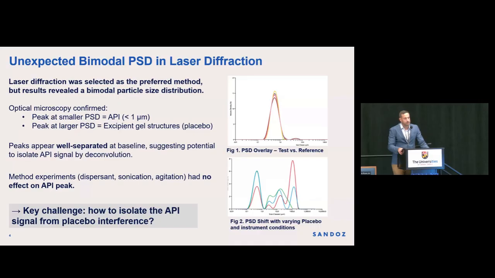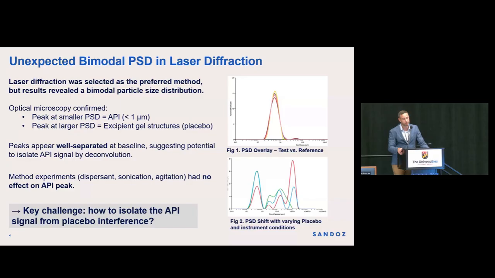But what's important, we needed to understand more how the method behaves. So we went into the analytical design of experiment. Many different things were tested here in Figure 2. Some of the experiments are presented, and we were able to, let's say, modify the signal of the placebo, while we found also conditions where these changes did not have any impact on the API peak.